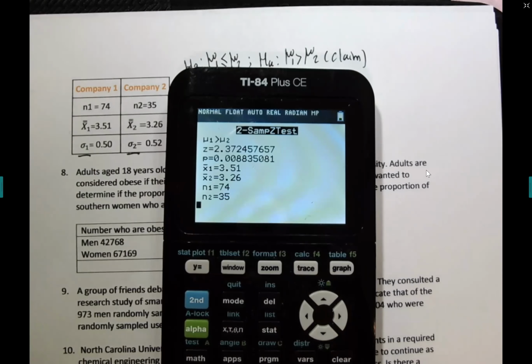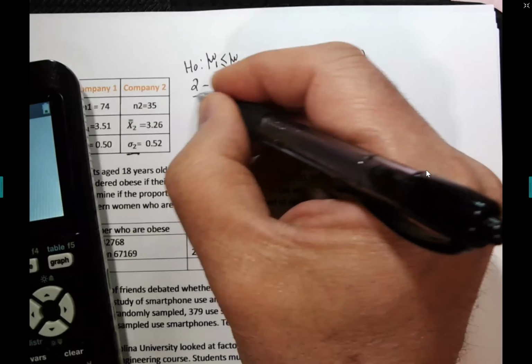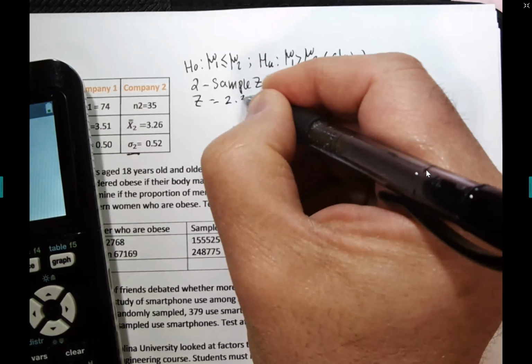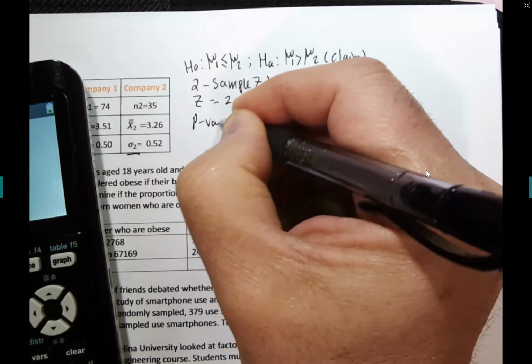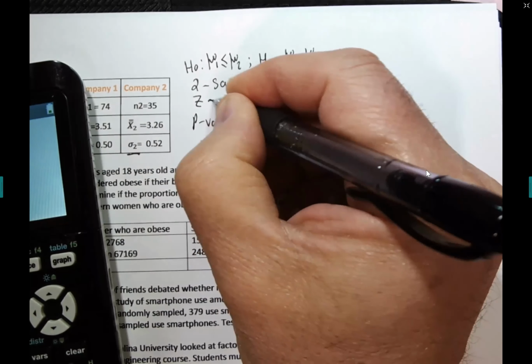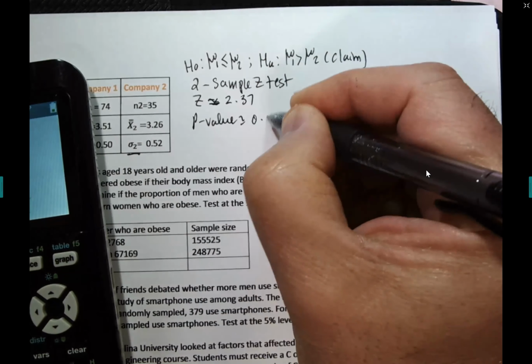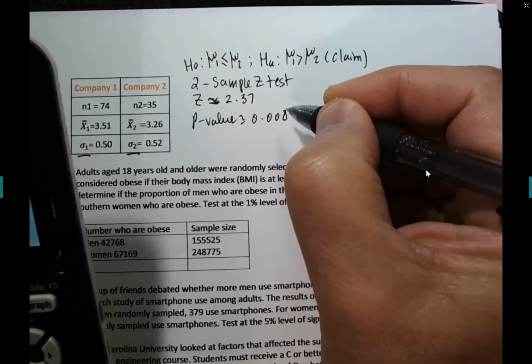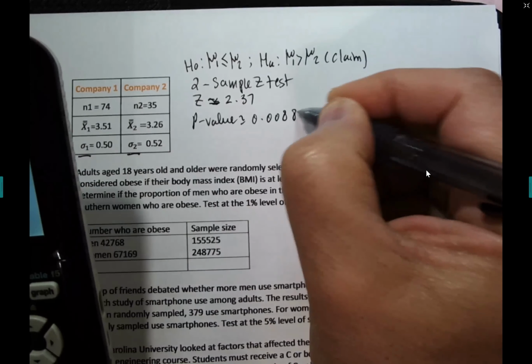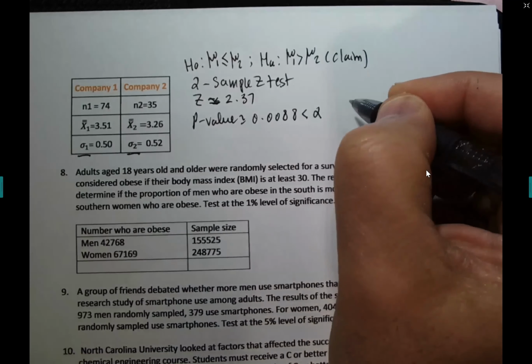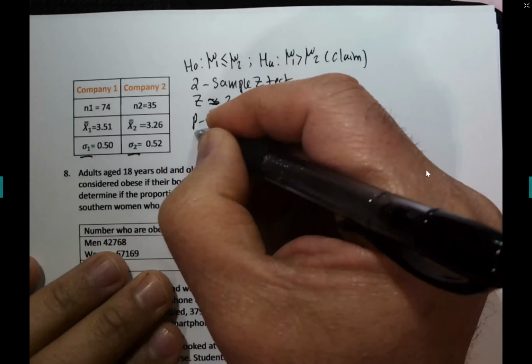And here we go. Z is 2.37, and the p-value is very small, as you can see, guys. It's 0.0088. So Z is 2.37. P-value is 0.0088, which is, of course, less than alpha. That's a very small number. We reject H0.